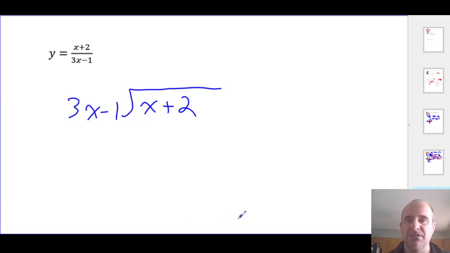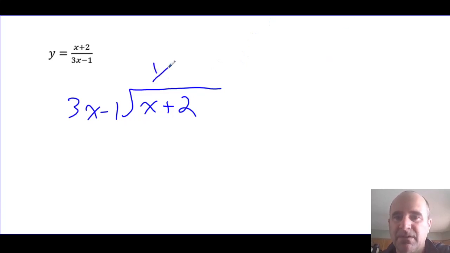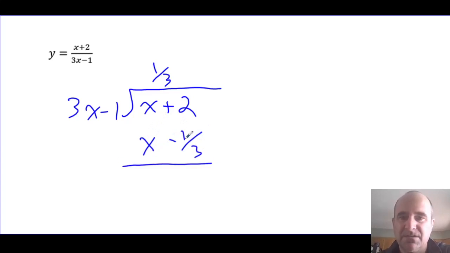First of all, when doing the division, 3x minus 1 will go into x plus 2 only a third of a time. So we have 1/3 here. A third times 3x gives us x, and then we get minus 1/3. Subtracting gives 2 subtract -1/3 is 2 plus 1/3, or 2 1/3, which is 7/3.